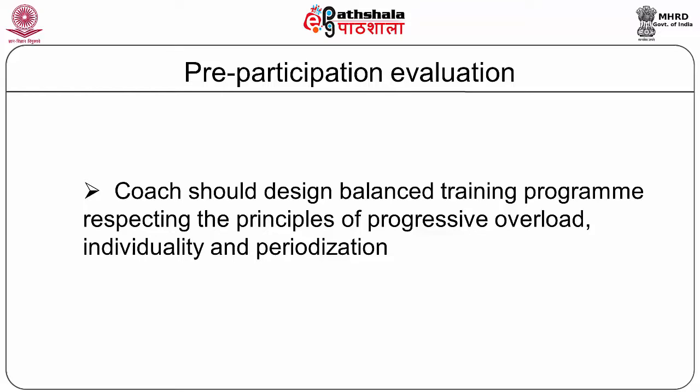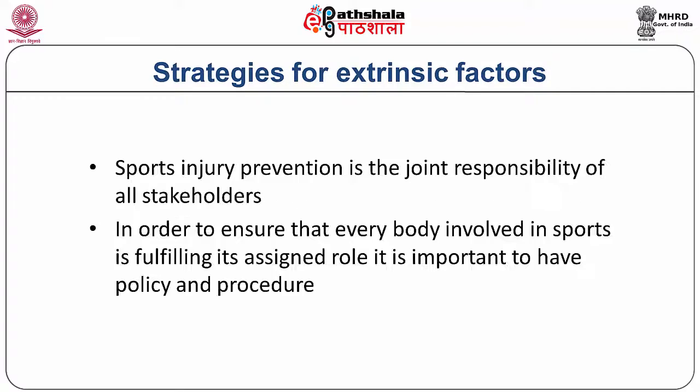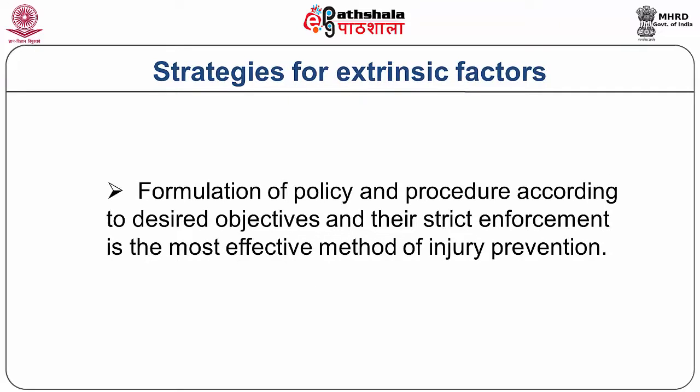The elimination of extrinsic risk factors largely depends on the rules and policy. Sports injury prevention is the joint responsibility of all the stakeholders. In order to ensure that everybody involved in sports is fulfilling their assigned role, it is important to have policy and procedures. Formulation of policy and procedures according to the desired objective and their strict enforcement is the most effective method of injury prevention.